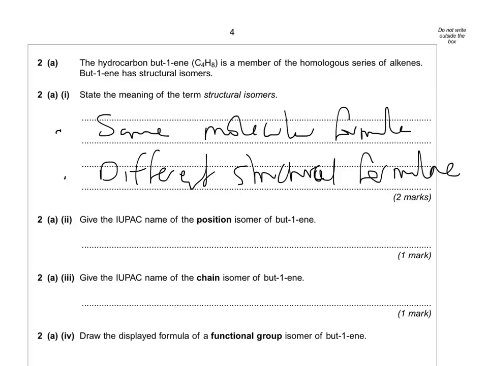And the second mark is saying that they have different structural formulas. Then give the IUPAC name for the position isomer of but-1-ene. So in position isomers, you're changing the position of the functional group. So you can move that double bond along one, between the second and the third carbon, so but-2-ene.